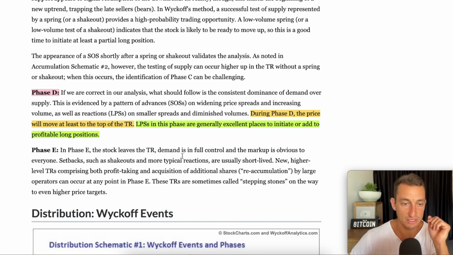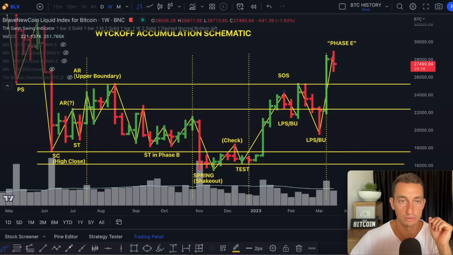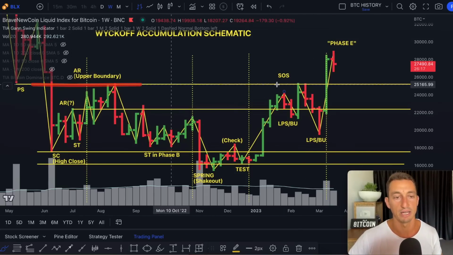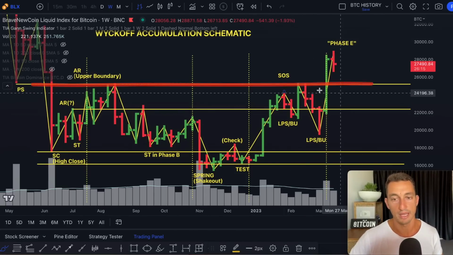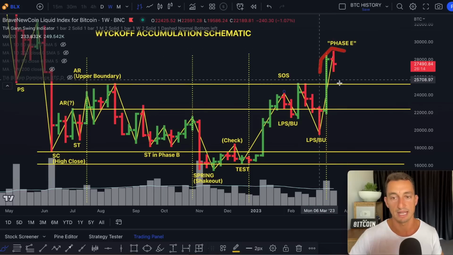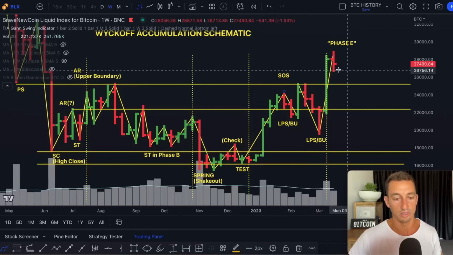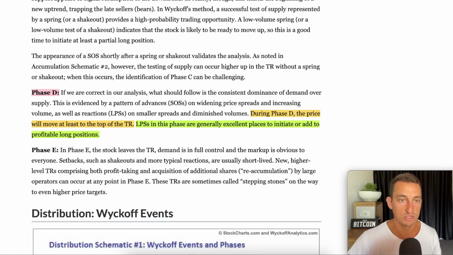Phase E. In phase E, the stock leaves the trading range. If we have identified our trading ranges correctly, then we would have to say that this has left the trading range. So it looks like we've left our trading range there according to the rules laid out here. Phase E, the stock leaves the trading range. Demand is in full control and the markup is obvious to everyone.